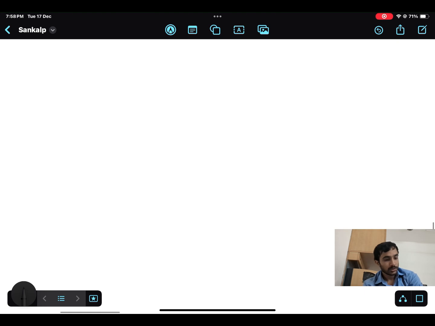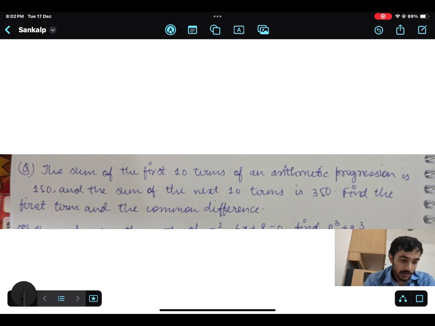Our next question is based on the topic sequences and series. We are given that the sum of the first 10 terms of an arithmetic progression is 150 and the sum of the next 10 terms is 350. Find the first term and the common difference.